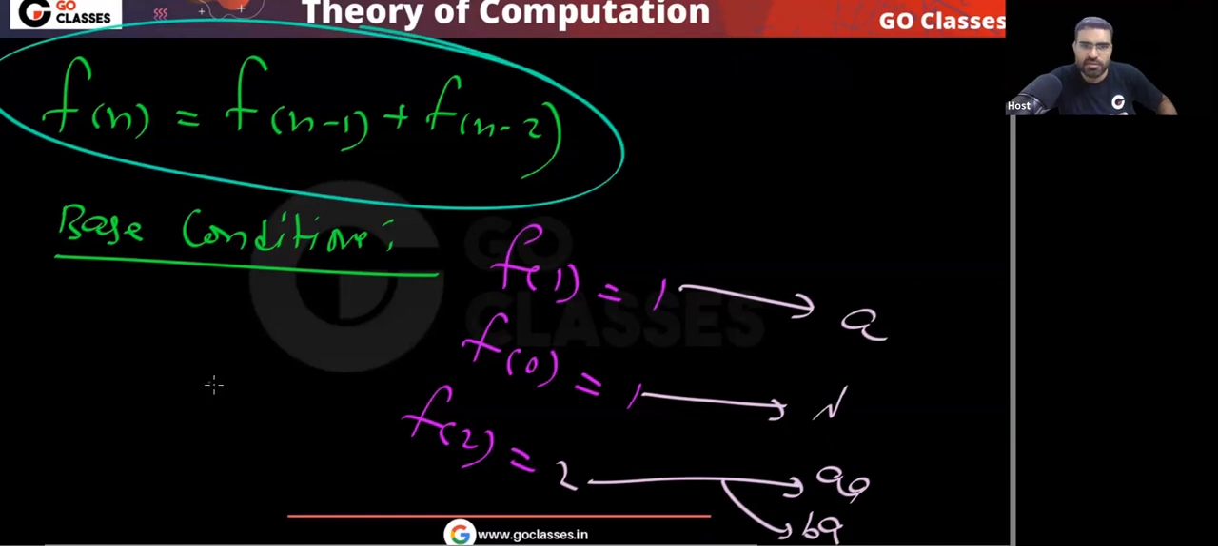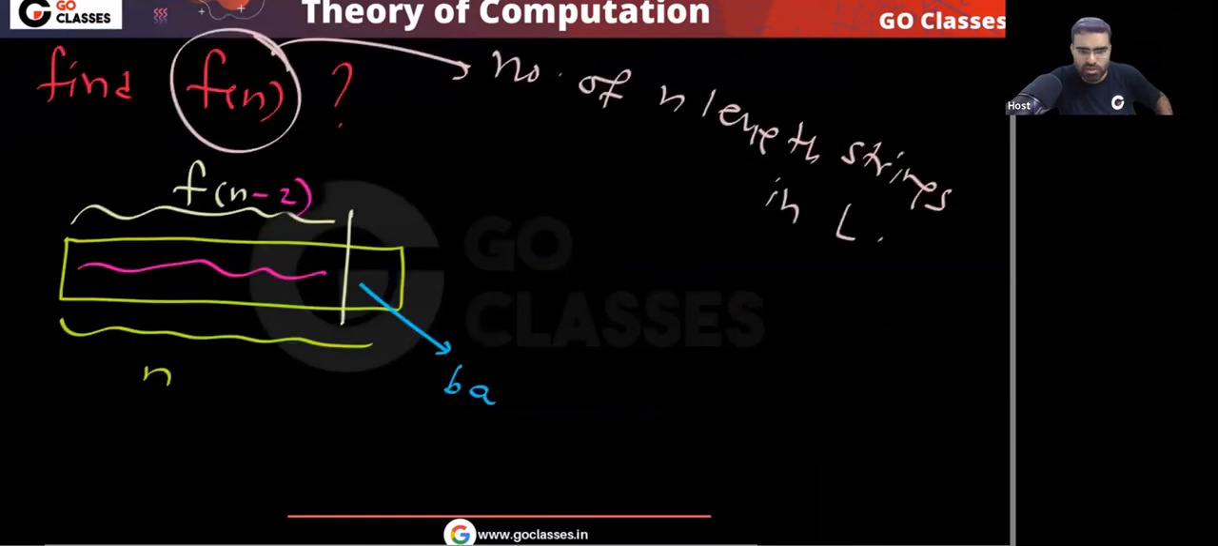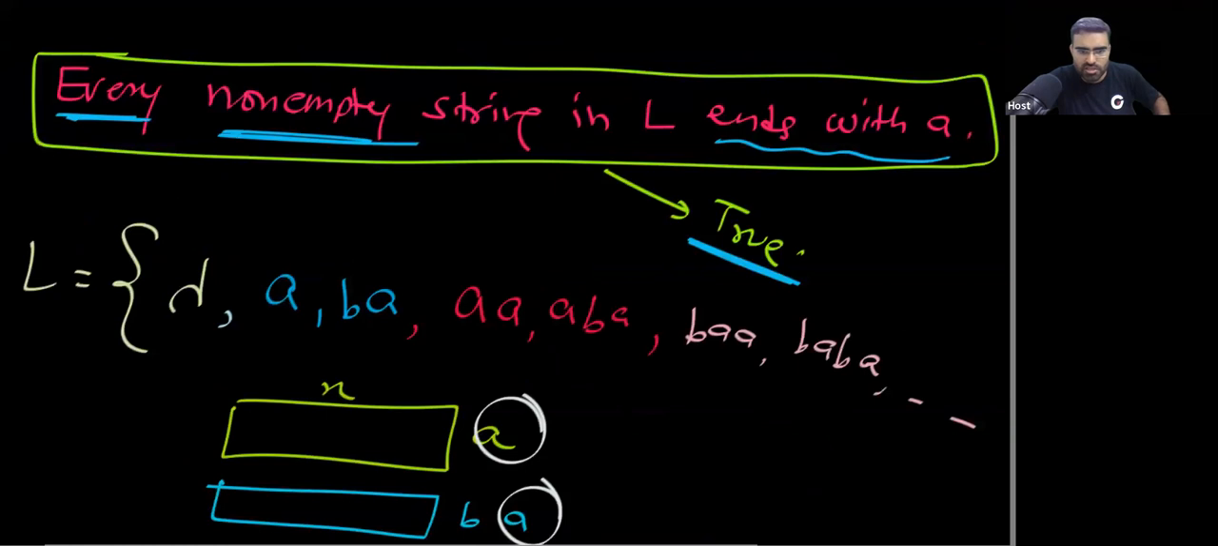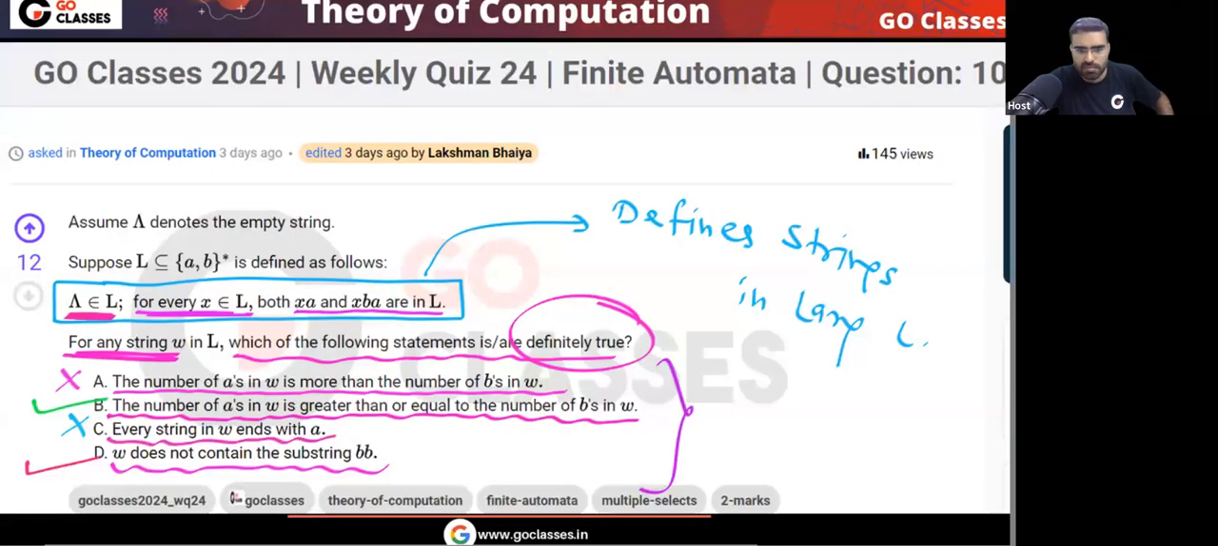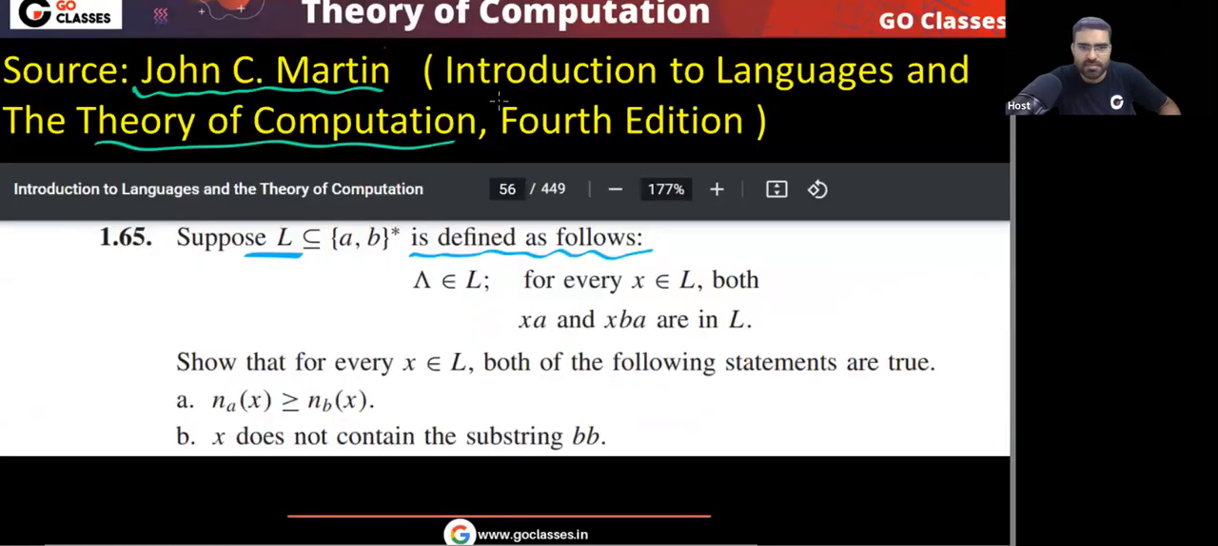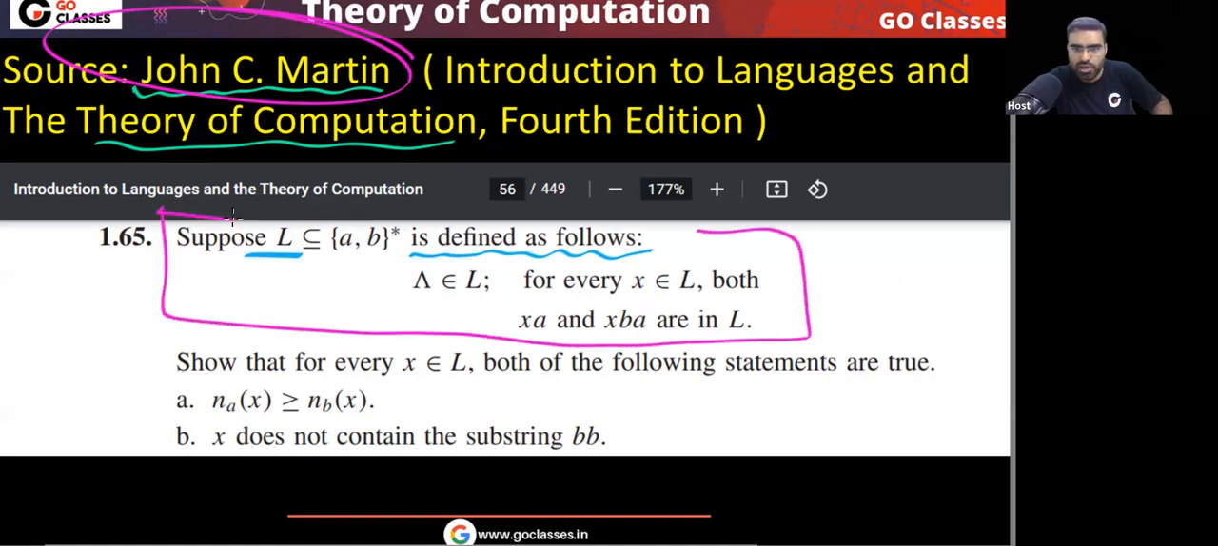Please tell me, did you understand the complete analysis of this question? So this is a John C. Martin question. Did you find this question nice? They can ask this type of question in the exam. They can define some language and you need to analyze this language. Yes or no? The question is based on analysis, nothing else.